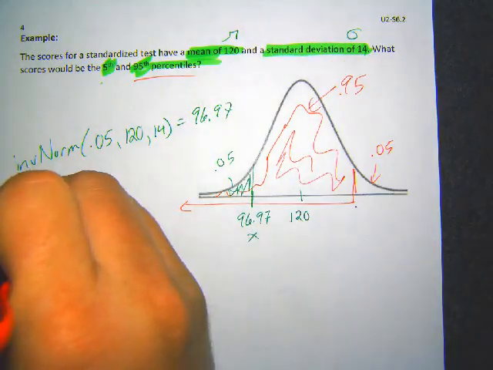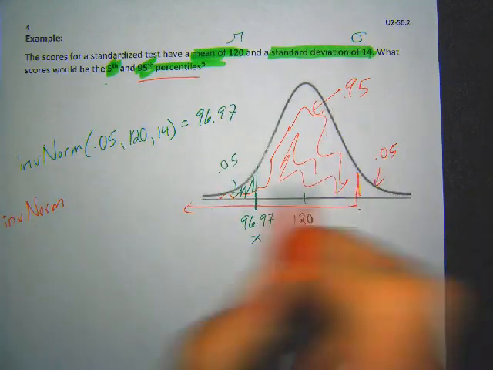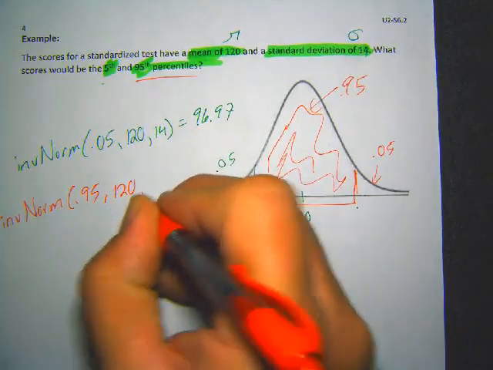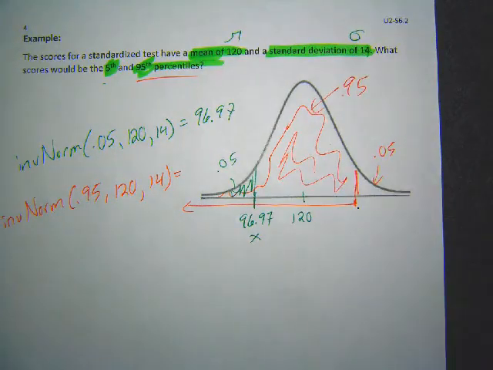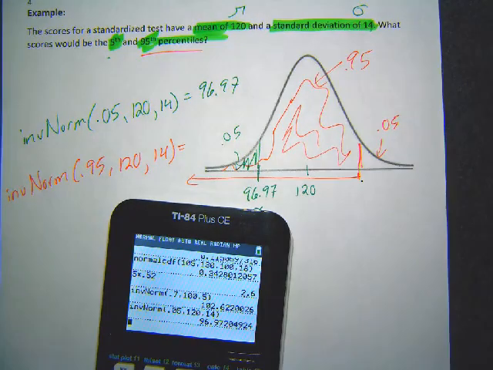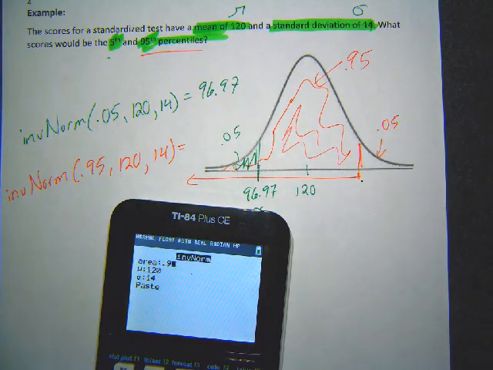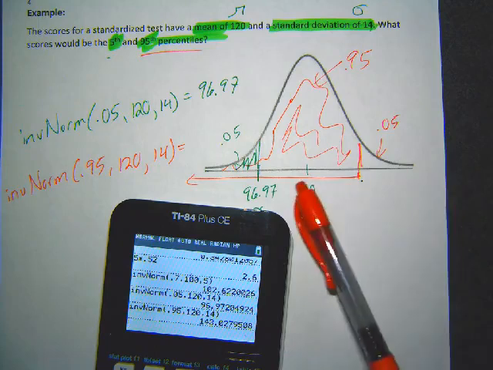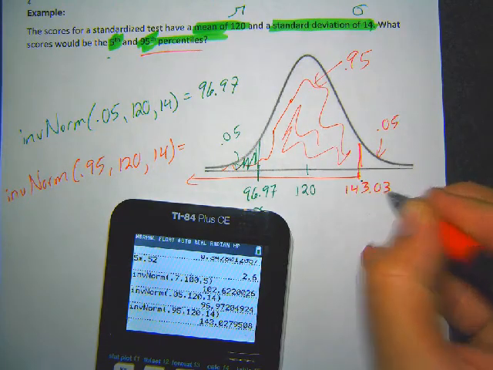The next one, I'm going to do another inverse norm, but this time I want that 95% to the left. So I'm going to do 0.95. Still 120, still 14, and get this other value. So we get second, distribution, inverse norm, 0.95, still 120, still 14, and paste. And enter, and we get 143. So again, that's bigger, so it's over here, 143.03 if you round it.